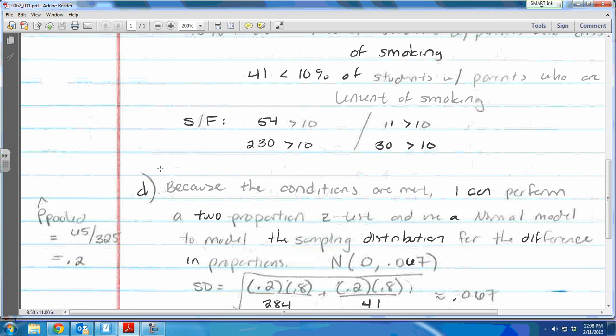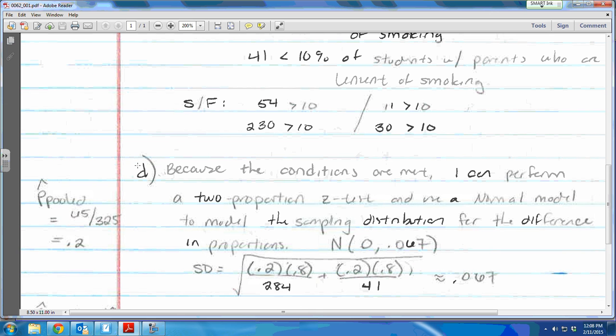So now I can go through and find my standard error, right? So I've got 0.2 times 0.8 over 284 kids with parents that disapprove, plus 0.2 times 0.8 divided by 41 kids whose parents are lenient. So your sample sizes can be different, but since we're assuming the null hypothesis is true and there's no difference, that's why I have the pooled value. Everyone okay with how I found the standard error? Questions?